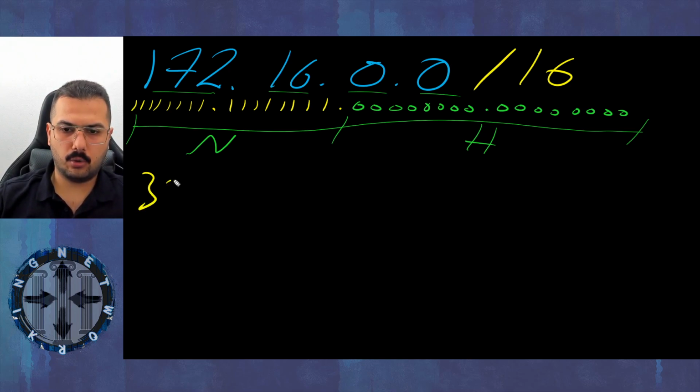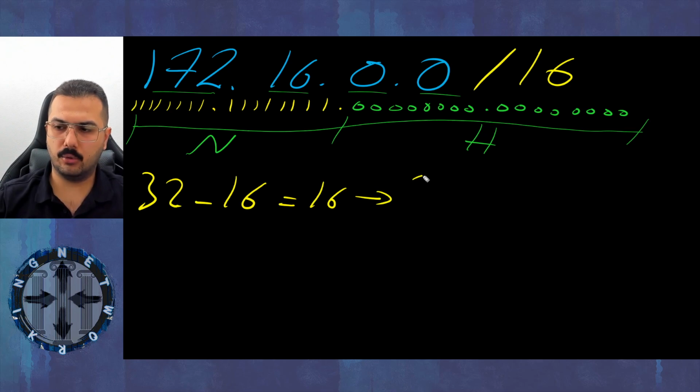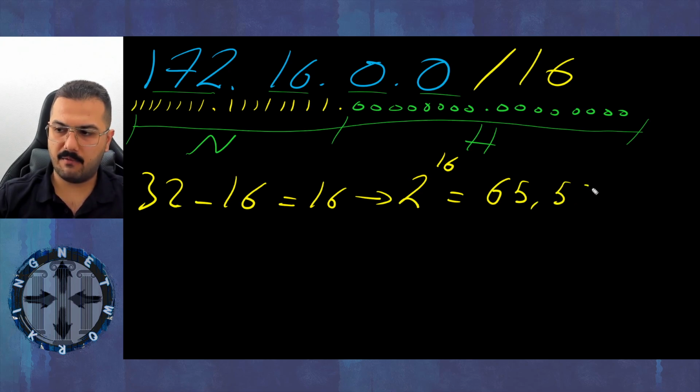All right, 32-bit minus 16-bit in the subnet mask equals 16. Oh, big number. 2 to the power of 16, using a calculator, will result in 65,536, which is the increment value.